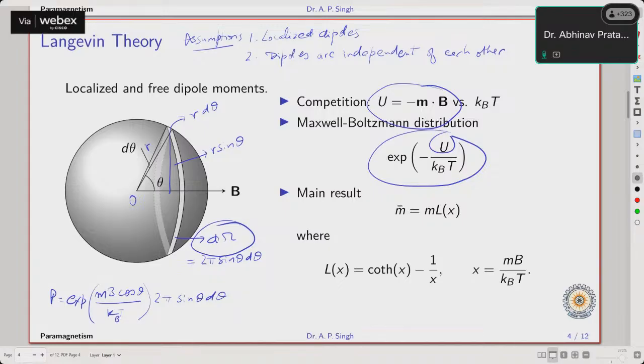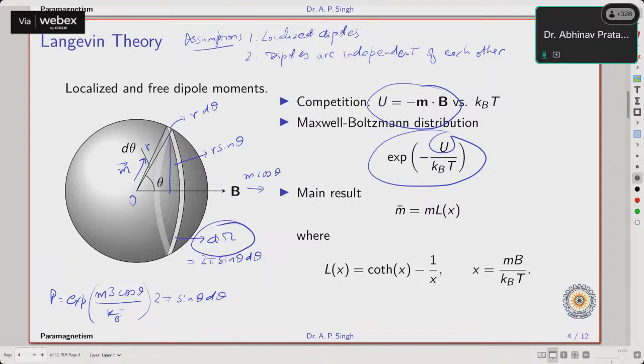Now, if the dipole moment is, let us say, vector m, pointing in this direction, what I want to do is calculate the component of this dipole moment along the magnetic field. So I hope you will agree that if this is m and this angle is theta, then this component will become m cos theta. So what I want to calculate is the average value of the dipole moment.